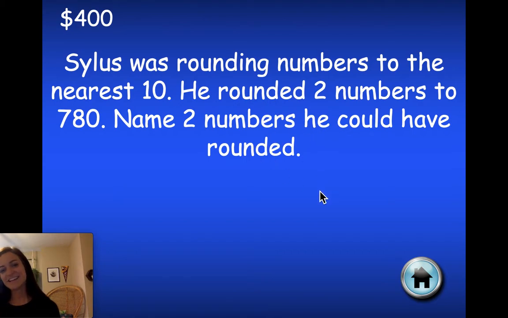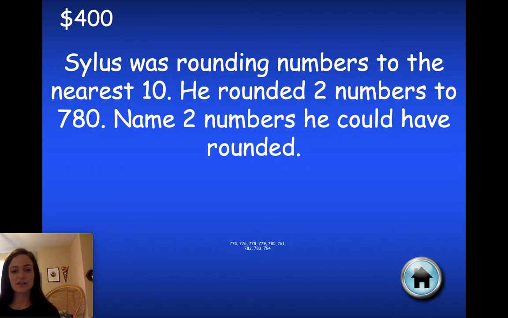Okay, now let's do this one. I didn't click on the board, but we'll go ahead and try this one. Silas was rounding numbers to the nearest 10. He rounded 2 numbers to 780. Write down 2 numbers that he could have rounded. So what 2 numbers could he have written down that would round to 780? The nearest 10 would be 780. Go.